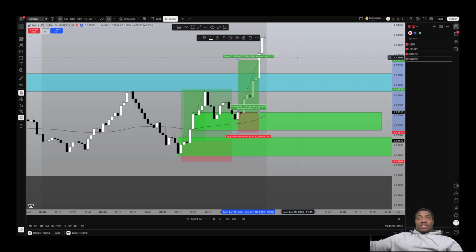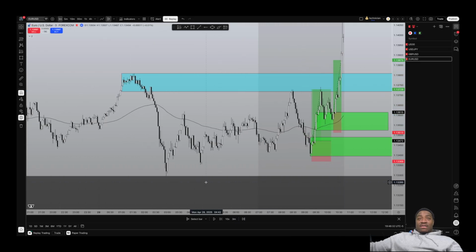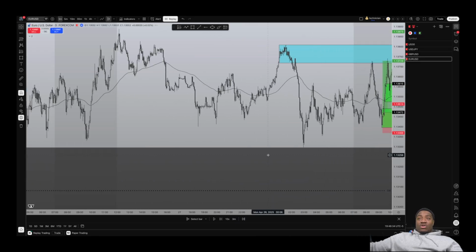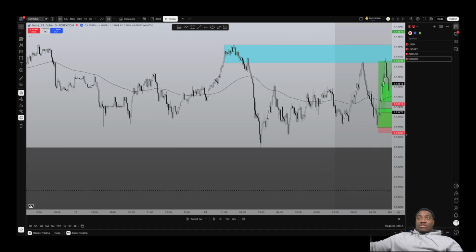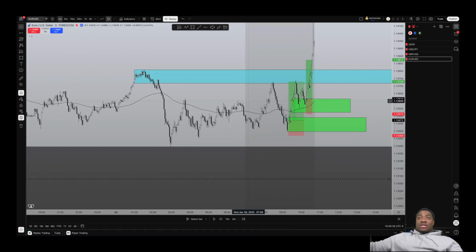Know what I mean? But as I told you, it already tapped into a 4-hour order block or a 4-hour demand zone. You feel what I'm saying? So buys could be in place. So once I seen we had this big push up and we was making higher highs and higher lows, as you can see, we have a trend line right here.